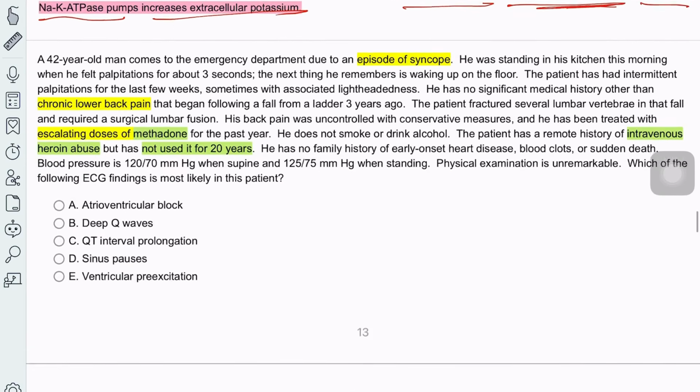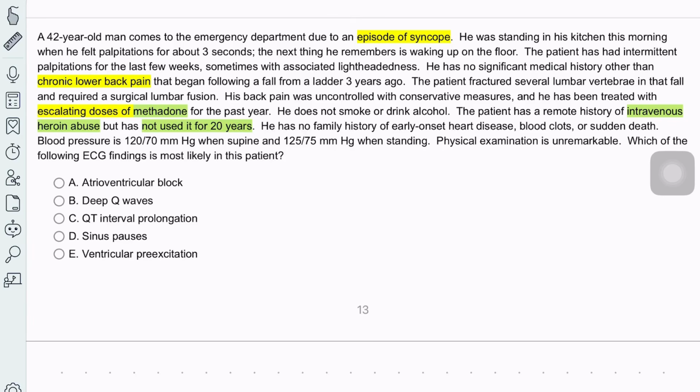Next question. A 42-year-old man comes to the emergency department due to episode of syncope. He was standing in his kitchen this morning when he felt palpitations for about 3 seconds. Next thing he remembers is waking up on the floor. The patient has had intermittent palpitation for the last few weeks, sometimes with associated lightheadedness. He has no significant medical history other than a chronic lower back pain that began following a fall from ladder 3 years ago. The patient fractured several lumbar vertebrae in that fall and required a surgical lumbar fusion.